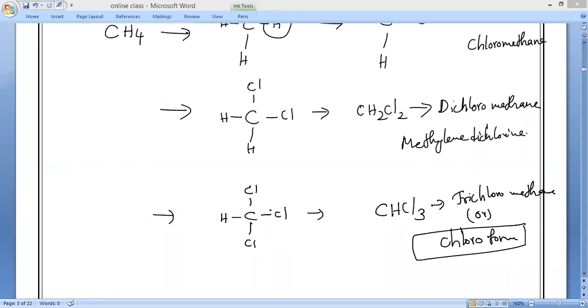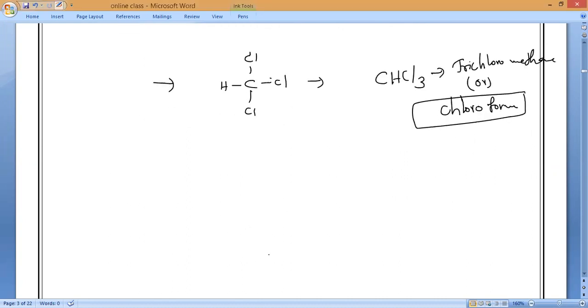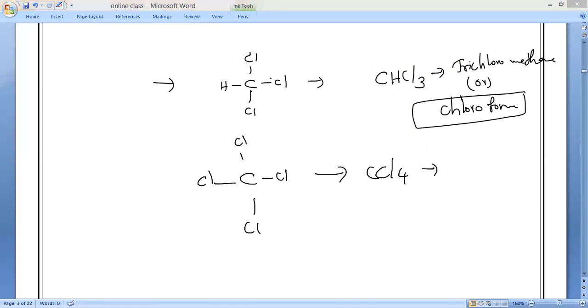Same way, one of the most non-polar substances, in which we can dissolve things other than water, is what we get when we replace all 4 hydrogens. We all know this is the most popular one. What is that? Anyone? CCl4. What is this called? Carbon tetrachloride. Understand? Or we can say tetrachloromethane.